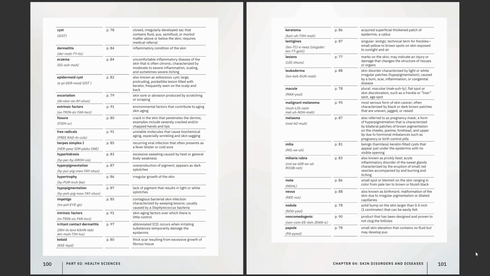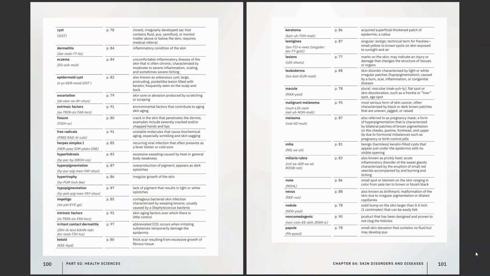Hyperhidrosis, excessive sweating caused by heat or general body weakness. Hyperpigmentation, overproduction of pigment, appears as dark splotches. Hypertrophy, irregular growth of the skin. Hypopigmentation, lack of pigment that results in light or white splotches. Impetigo, contagious bacterial skin infection caused by weeping lesions, usually caused by Staphylococcus bacteria. Intrinsic factors, skin aging factors over which there is little control.